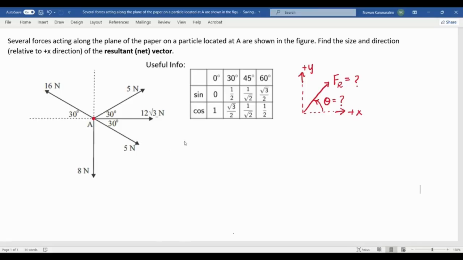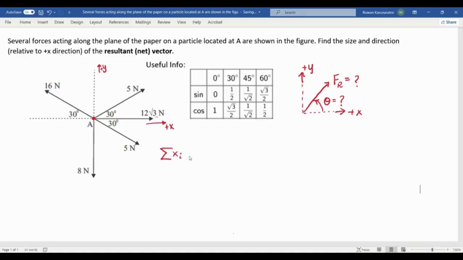So the first thing that we need to do here is resolve all the vectors along two perpendicular directions. That means along the x direction, so you can see this is our positive x direction, and along the y direction, positive y direction. So I'm going to now figure out all the components along the x direction. So this is how we represent that. This is the symbol for summation. So I'm going to sum up all the components along the x direction.